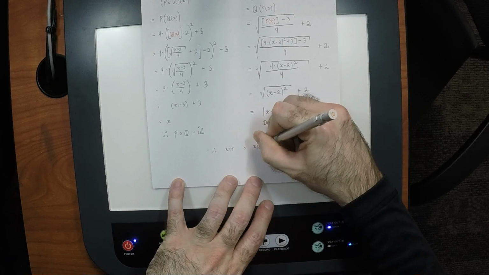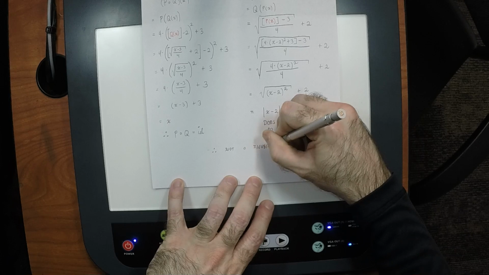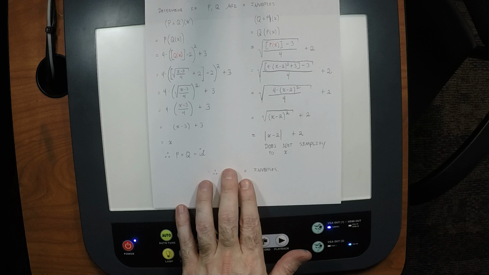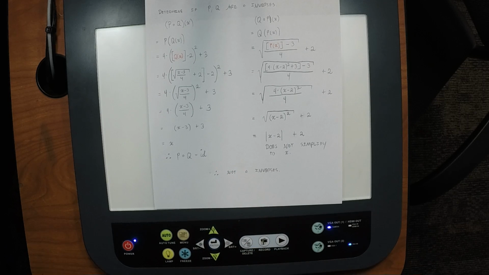Now I claim that all of the work on this page, in the first place, there should be absolutely no surprise that they're not compositional inverses. And furthermore, I also claim that you could have answered this question immediately without any of this work. Like this work wasn't even necessary.